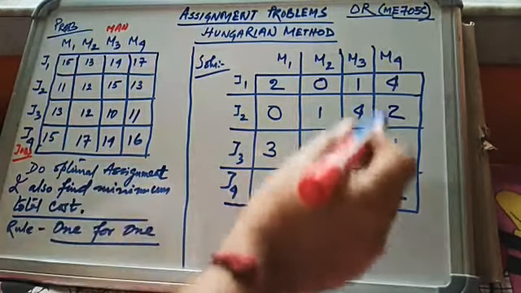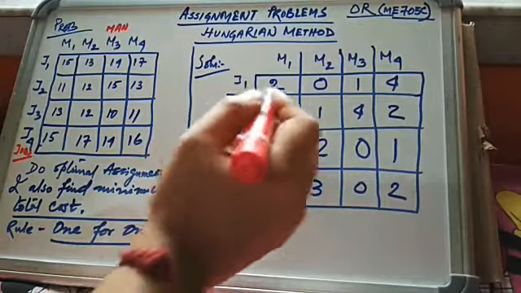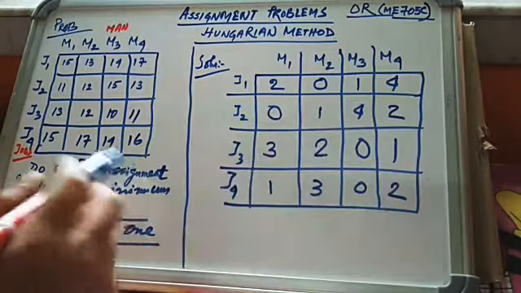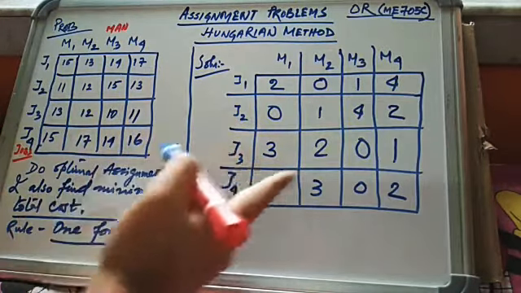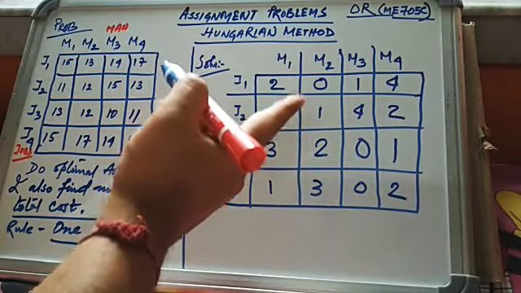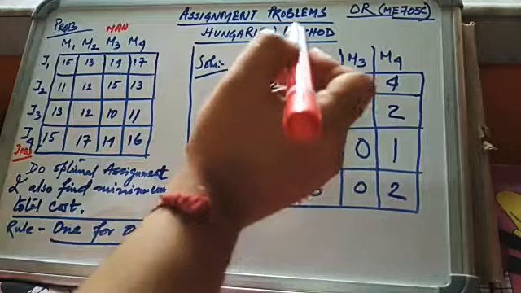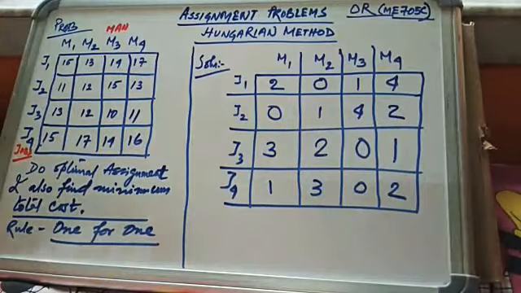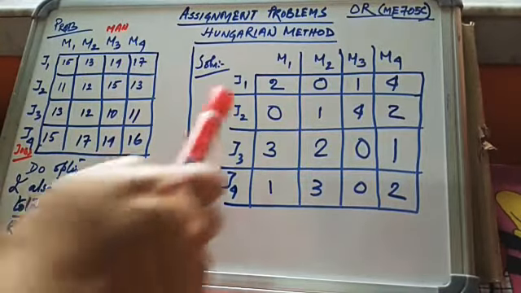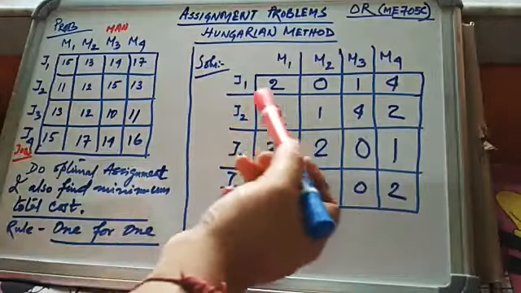Now you have to check whether each and every row and column also has a single 0. So start checking row wise. Let us see row wise.